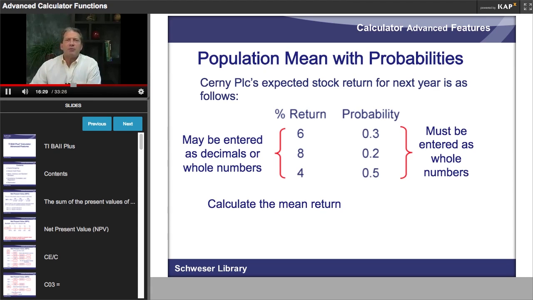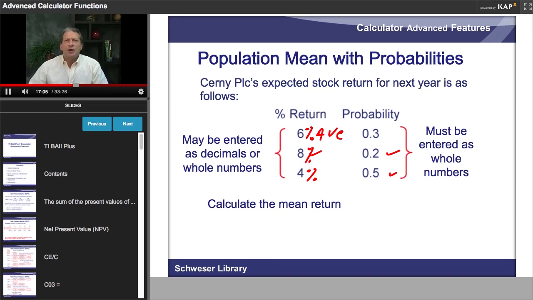Okay. Now, if we wanted to put probabilities in there, say we had a probability model that said, well, if the economy's average and there's a 30% chance of an average economy, return's going to be 6%. If we have a great economy, there's only a 20% probability of that, but the return would be 8%. And if we have a crummy economy and there's a 50% chance of that, our return's going to be 4%. So this is what I call a probability model, as opposed to just getting historical data from each year or each quarter or each month or whatever it is.